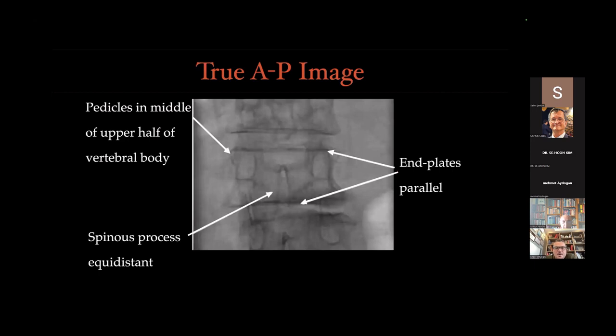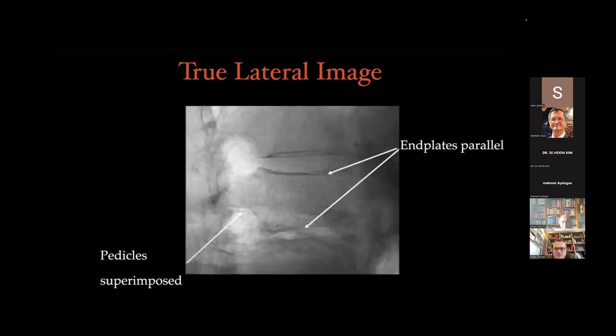We need a true AP image. What is the true AP image? We should see parallel end plates, upper and lower end plates. Pedicles in the middle, in the upper half of the vertebral body, and also equidistance of the spinous process. And also we need the true lateral image, with parallel end plates and superimposed pedicles.